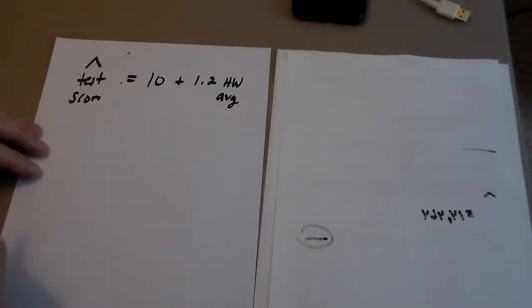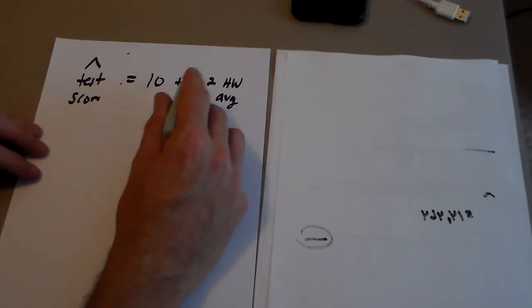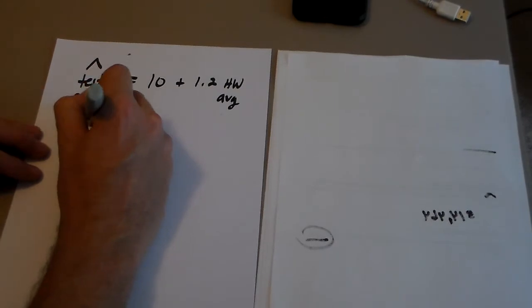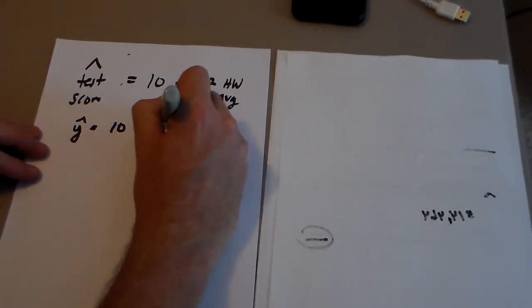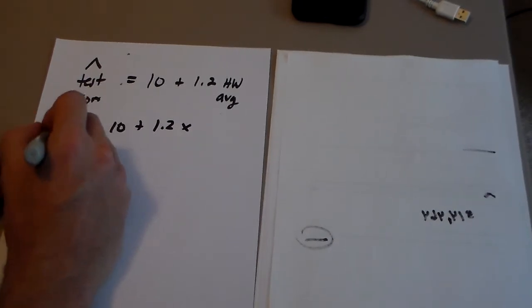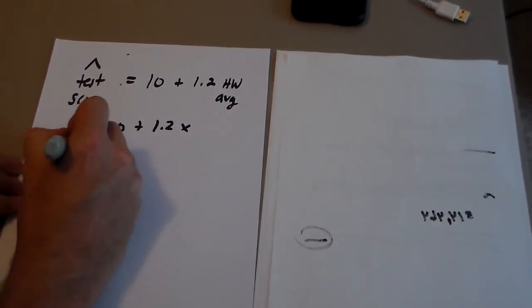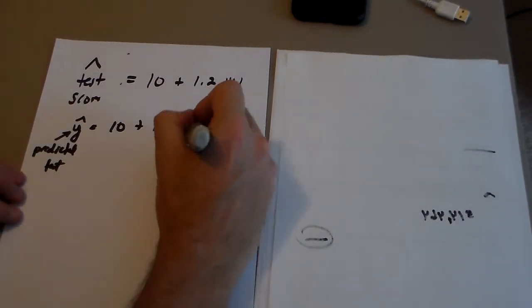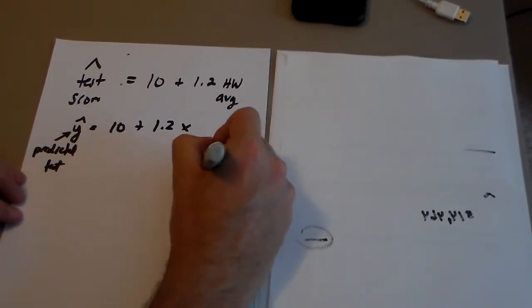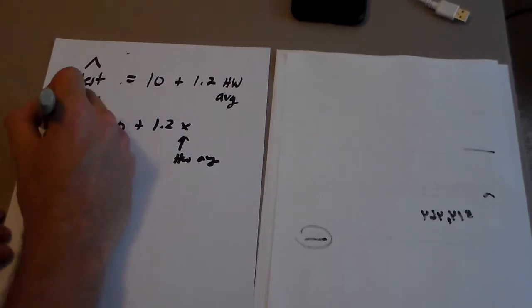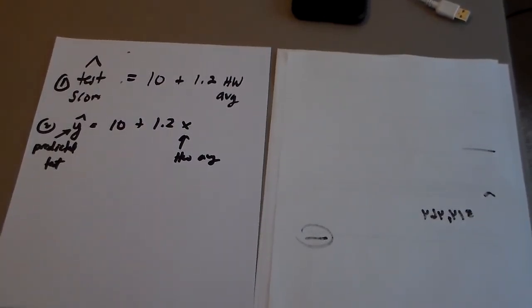So this model, it tells a story. When you have a least squares regression line, it tells a story. We can say the predicted test score is equal to 10 plus 1.2 times someone's homework average, okay? The other thing we could do is we could say predicted y equals 10 plus 1.2 times x, where y is the predicted test score, and x is the homework average. Either of these is okay. Perfectly correct, okay? But you need all that. You can't have just bits and pieces of it, okay?